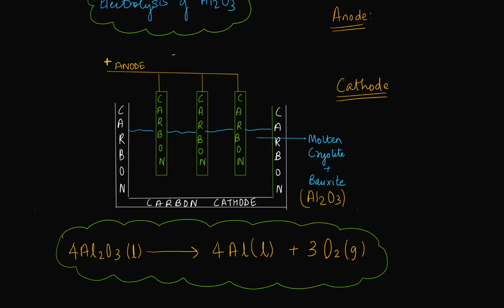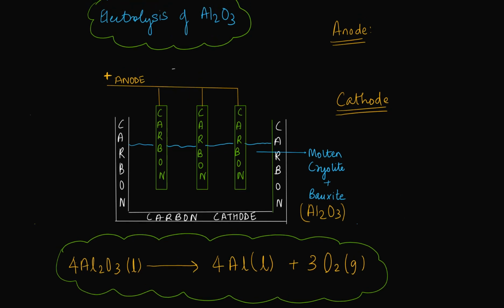So obviously you can expect that the aluminium ions will be attracted to the negative electrode, which is the cathode. So you will have the reaction for aluminium at the cathode: Al3+ + 3e- gives you Al. This is the reaction at the cathode. And what happens at the anode? At the anode, obviously the oxide ions are attracted. So the reaction is 2O2- - 4e- gives you O2 gas.